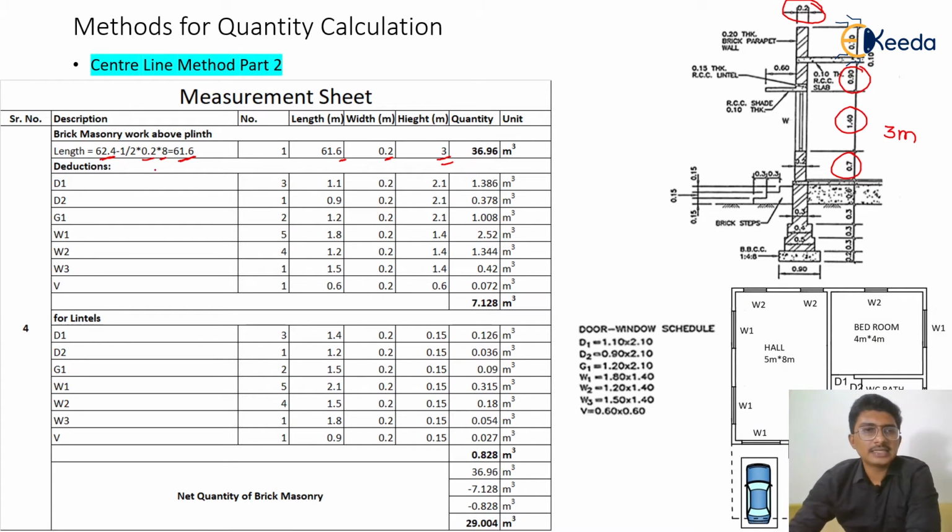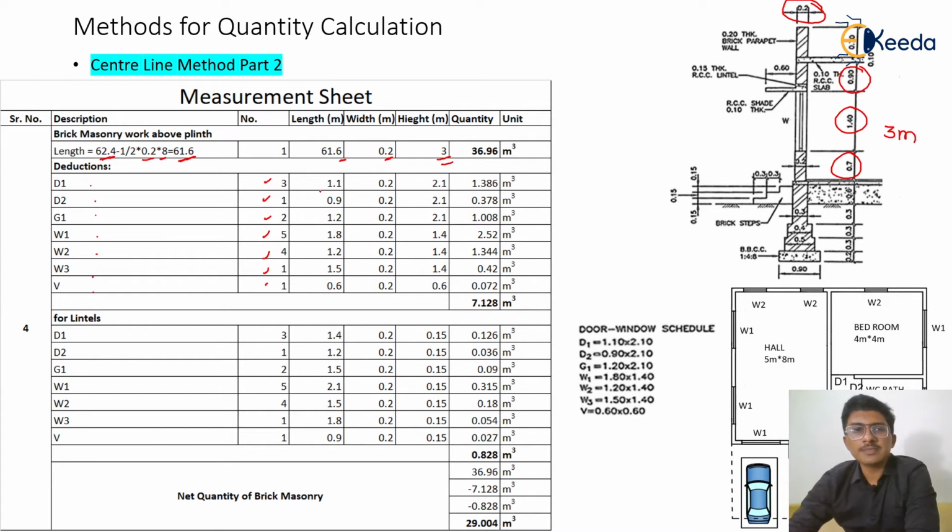Now what are the various deductions that we are expected to follow? Whatever the doors and windows and gaps and ventilators are there, for that we need to take out the deductions as there will be no brickwork. So for that we will first of all write down all the types of opening that we have, then the number of quantities of those openings that we have in our plan.